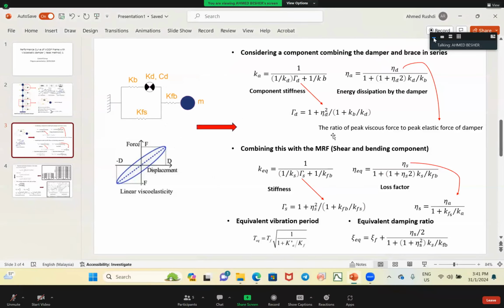So after combining this, we can get the equivalent stiffness and the equivalent loss factor for the multi degree of freedom resisting frame and the damping device, I mean the pressing and the damper. Using this K equivalent and the equivalent loss factor, we can calculate the equivalent time period and the equivalent damping ratio for the whole steel frame.